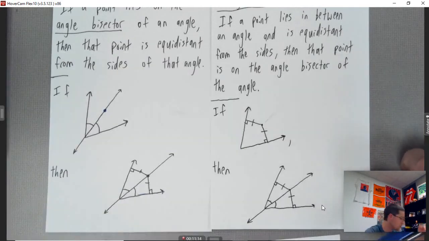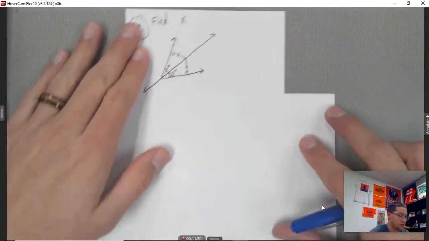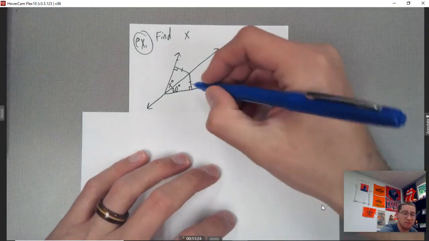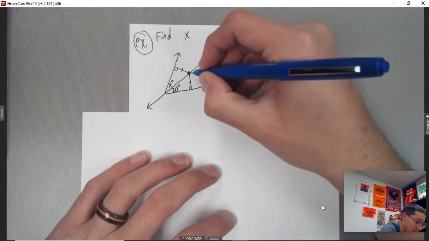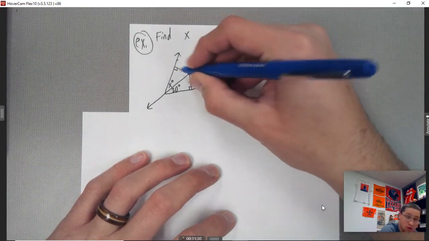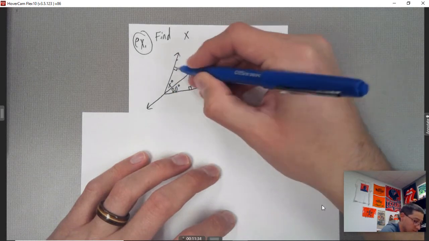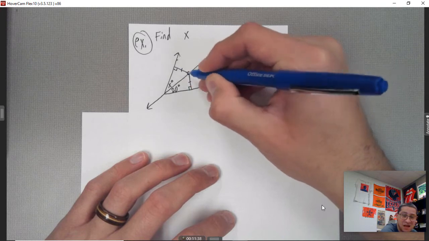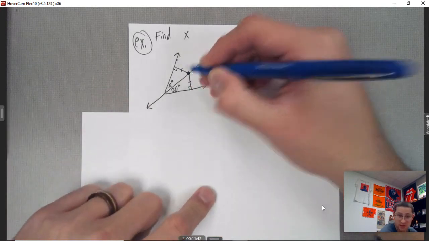Now the two examples again, kind of just like we did. So here we go. Again, find x. Well, let's look at what we have. I have a point, and that point happens to be equidistant to the sides. I have this big old angle, and that point is equidistant from the sides. So therefore this and this are the same. And since that is the case, that point has to lie on the angle bisector.